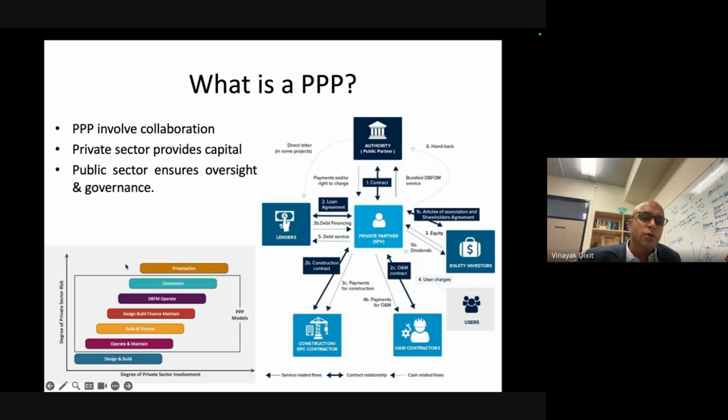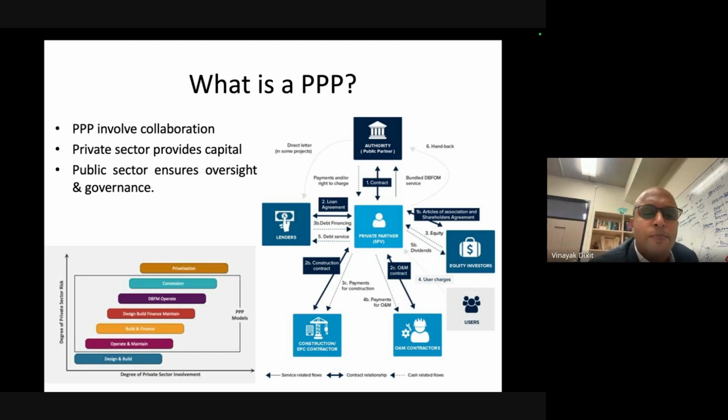So usually, when does the PPP model start? PPP models don't start at the design and build phase. The design and build is usually done by the government, because they will say, look, we know that we need to build a road here. This is the design, this is the build. There is one model, it's called the Swiss challenge model.